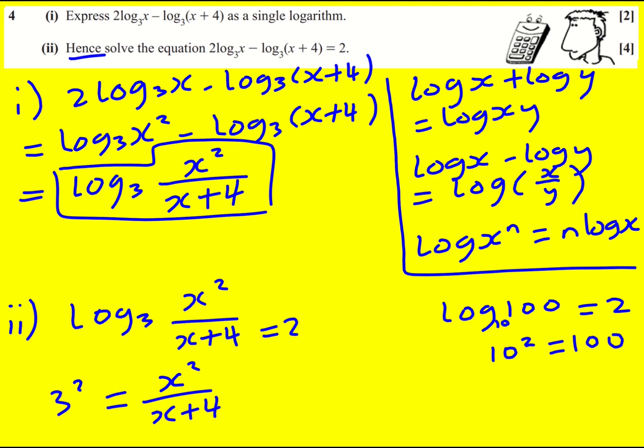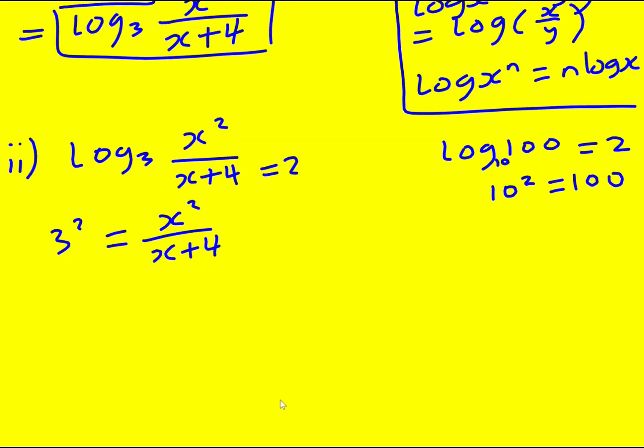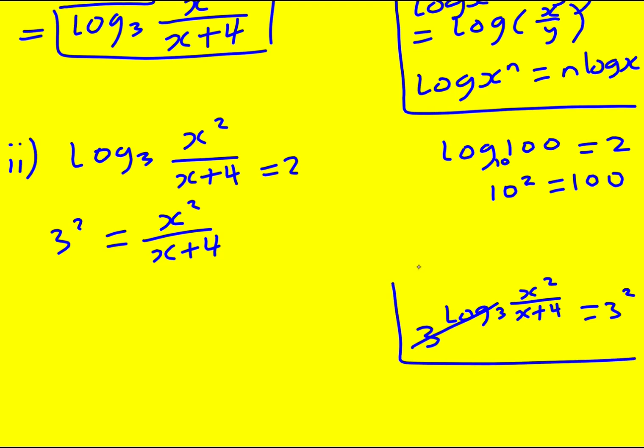I've undone the log. If you're not happy with that, not understanding the relationship, then you can raise both sides to the power 3. And then use the fact that these are inverse operations. So this just becomes x squared over x plus 4 is equal to 3 squared, which I wrote over here. Okay, so two different ways to get the same answer. So that's going to be 9.